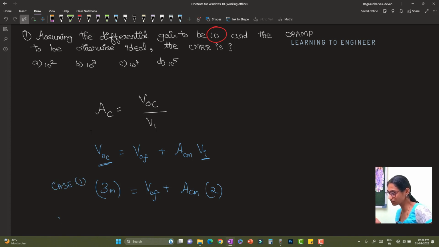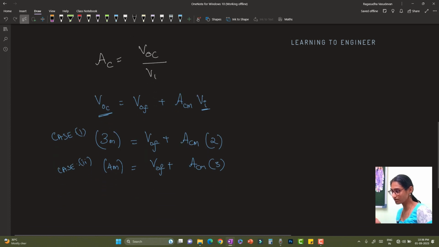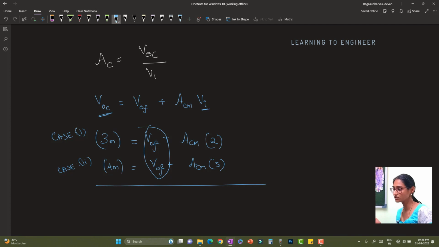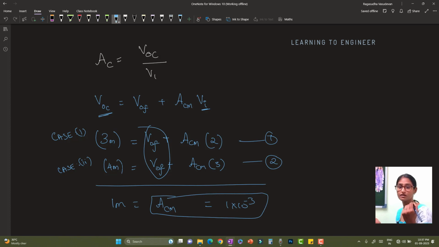As per case 2, output voltage is 4 millivolt, which is equal to the offset voltage at the output plus ACM into 3. Let's subtract both of them to kill this common output offset voltage. So let's subtract equation 1 from 2. You will get 1 millivolt is equal to ACM, so this is equal to 1 into 10 to the power minus 3. Superb, we got the value of common mode gain.